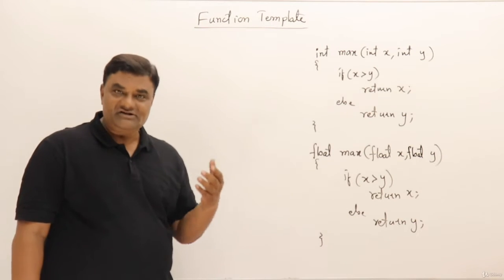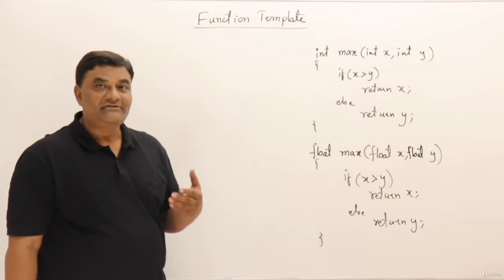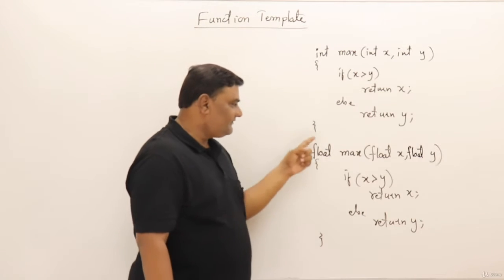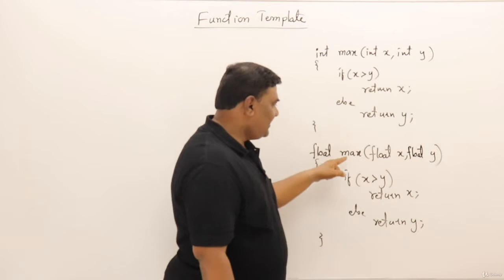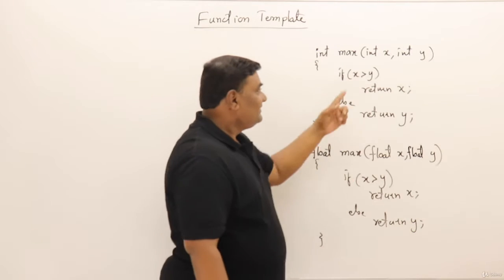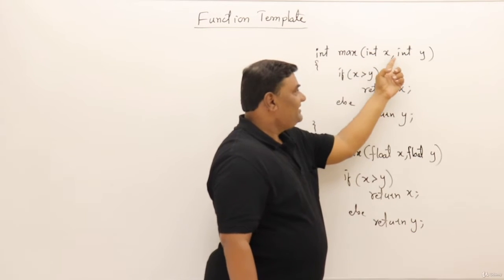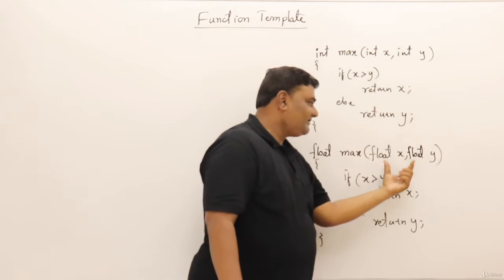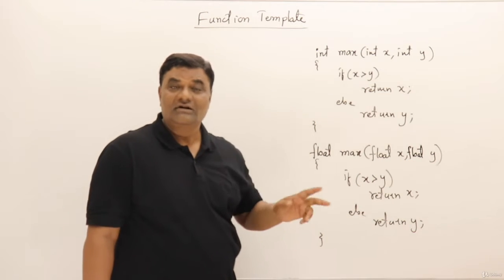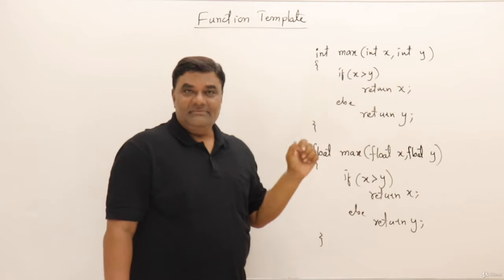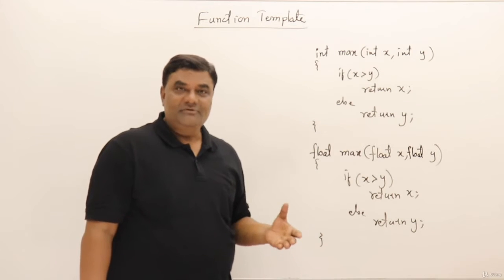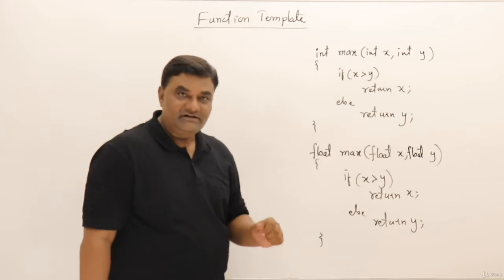To understand generic functions, that is template functions, I have taken two example functions here. Max, max. They are the same name, but the data type of these parameters are integers and these parameters are float. So they are overloaded functions. The number of parameters is the same, but the data type of parameters is different.